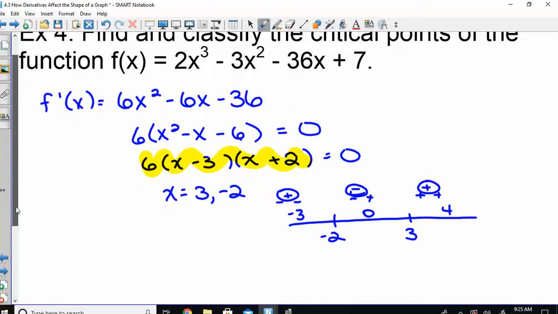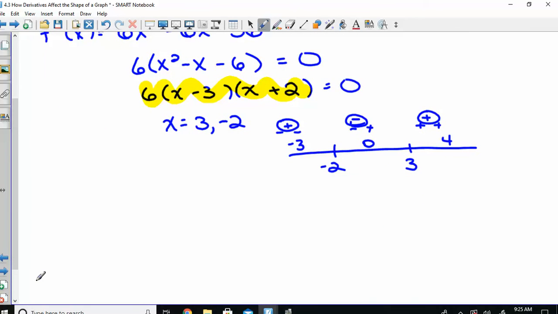I didn't ask for it, but if I did, where is this function increasing? -infinity to -2, union 3 to infinity, decreasing from -2 to 3. I asked for the local maxes and mins. Okay, so -2. You went from increasing to decreasing, so that one is a max.